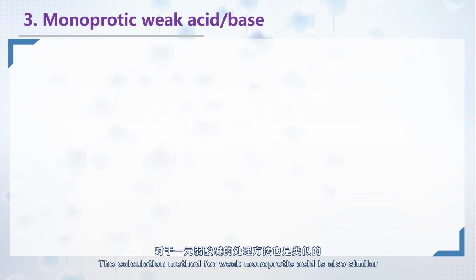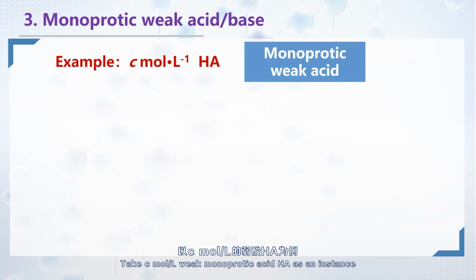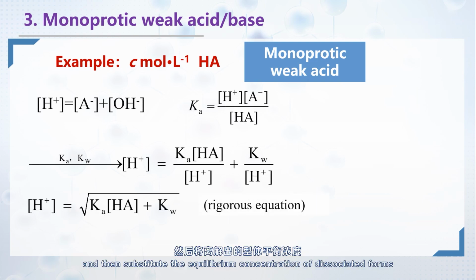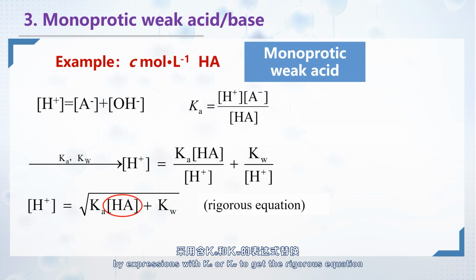The calculation method for weak monoprotic acid is also similar. Take C mol per liter weak monoprotic acid HA as an instance. First write the PBE, and then substitute the equilibrium concentration of dissociated forms by expressions with Ka or Kw to get the rigorous equation to calculate hydrogen concentration containing terms of HA.